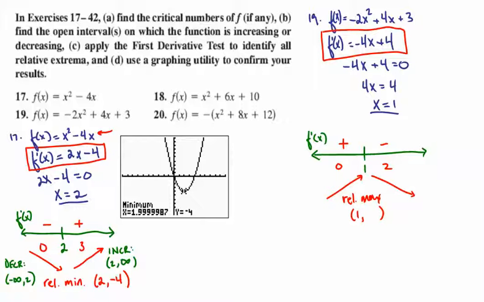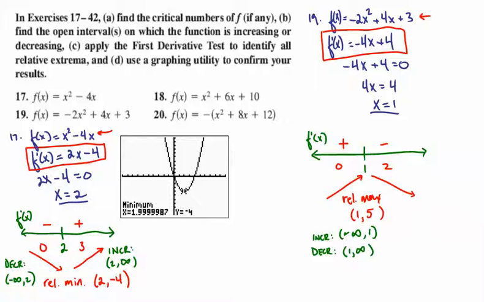But to find the y coordinate that goes with that x coordinate, we have to go back to the original function. So we're plugging in a 1 there, and we get negative 2 plus 4, which is positive 2, plus 3, which is 5. Alright, so I think we have all the information we need here. The function is increasing from negative infinity to 1. It's decreasing from 1 to positive infinity. We found the relative maximum and we found the critical numbers.